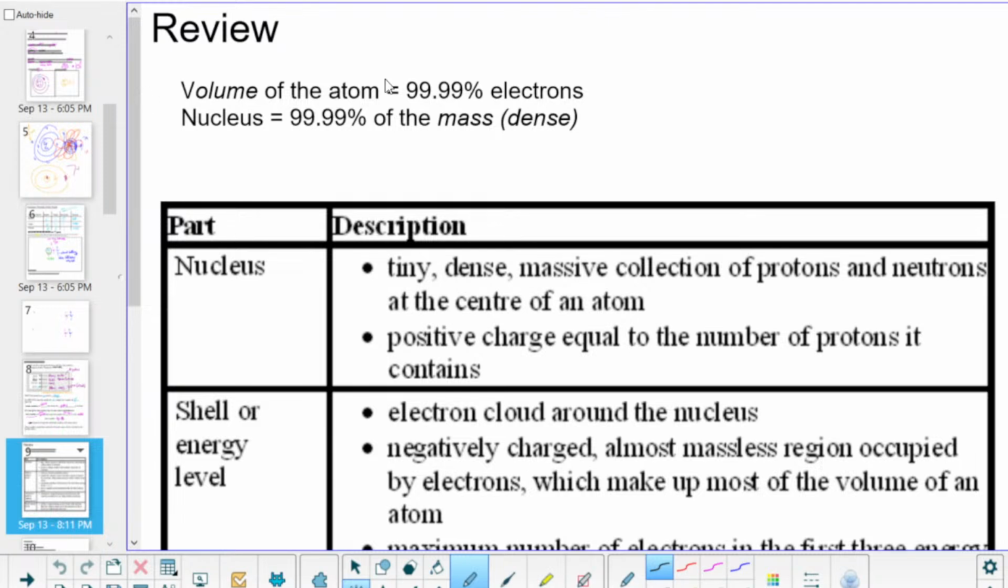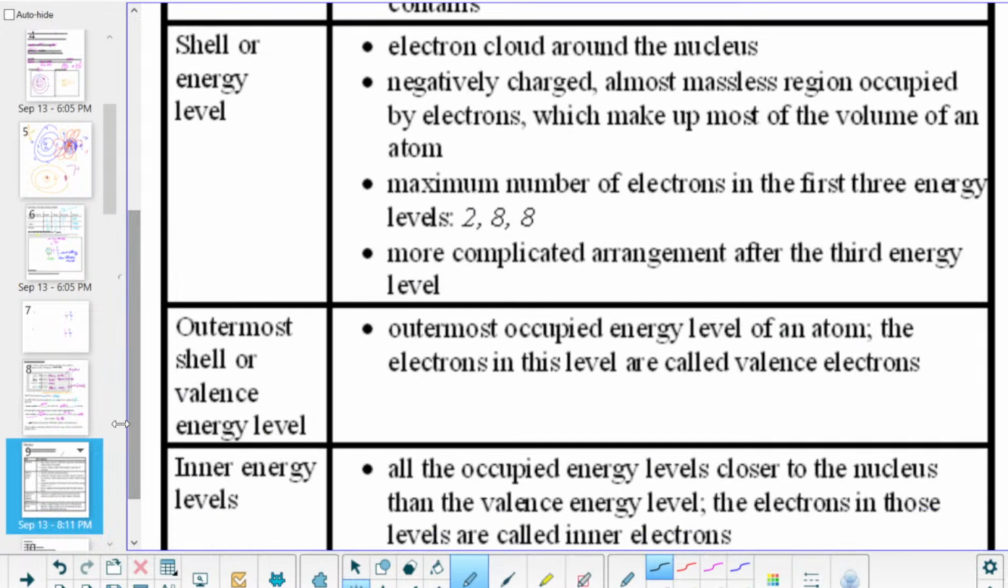Okay, this is a review of everything from grade 9. The nucleus is the tiny dense part. You have shells and energy. We haven't specifically, although we mentioned it in class, this is also, I just want to mention, this is a bit of a lie. It goes 2, 8, 8. What's the next number?